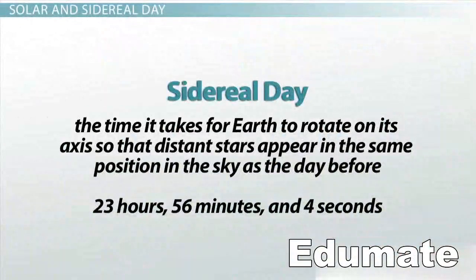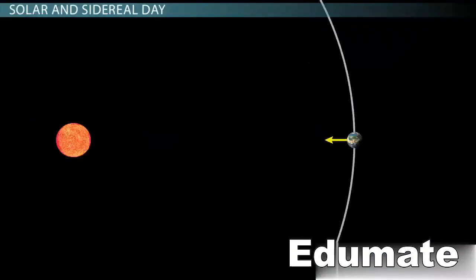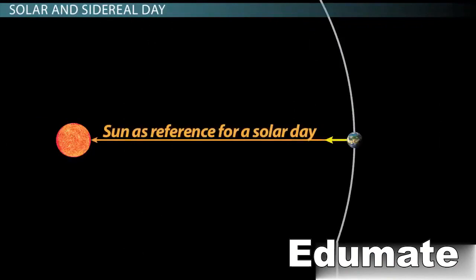Contrast this with the sidereal day, the time it takes for Earth to rotate on its axis, so that distant stars appear in the same position in the sky as the day before. 23 hours, 56 minutes, and 4 seconds. Astronomers often like to use a sidereal day as opposed to a solar day because it tells them when a certain star will return to the meridian the next night, making it easy to spot.